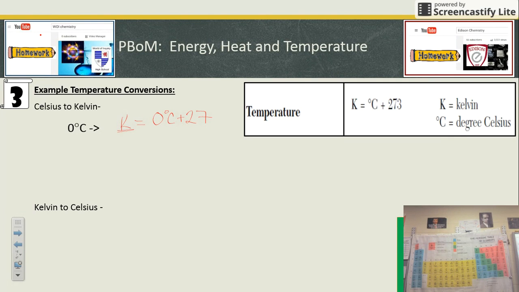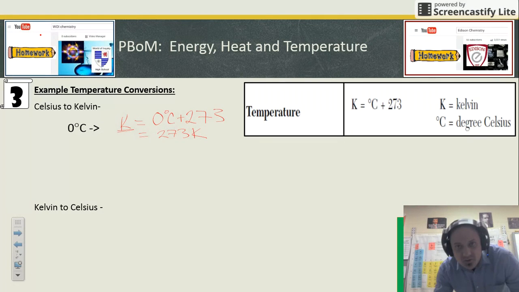So, I forgot my 3. I'm going to subtract, well, I guess I already did it. 0 plus 273. So 0 Celsius equals 273 Kelvin. Okay, that's a pretty easy, pretty straightforward one. 0 Celsius equals 273.